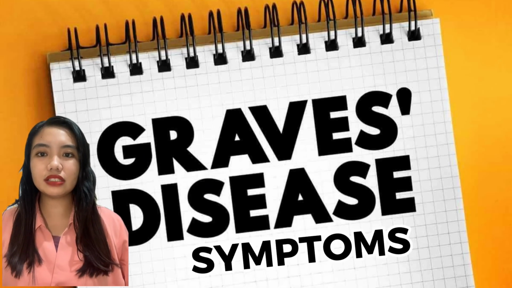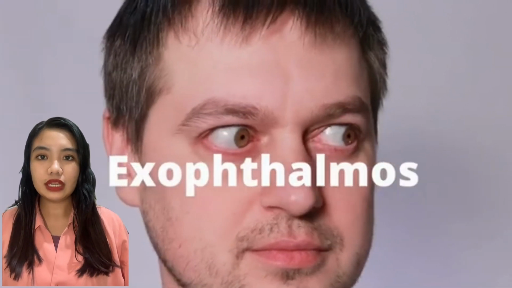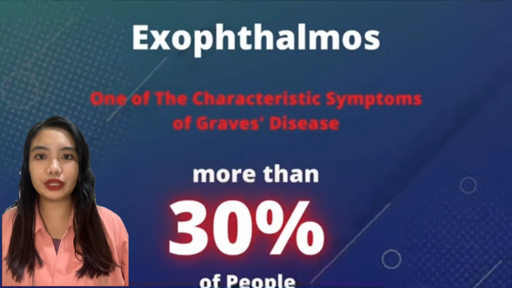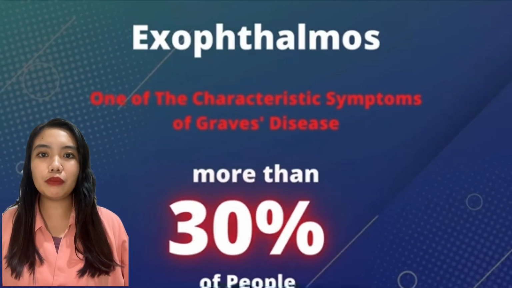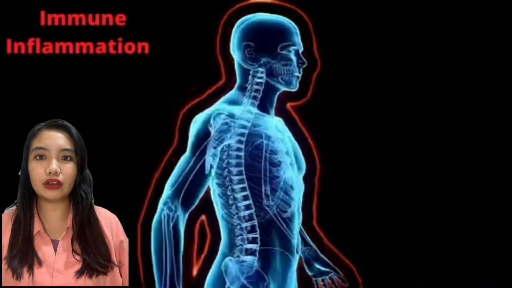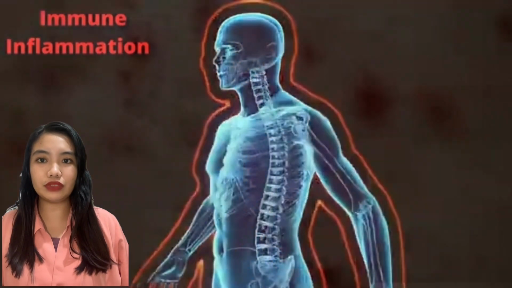Graves' disease causes many symptoms, including number 1, exophthalmos. This symptom is one of the characteristic symptoms of Graves' disease, which appears in more than 30%, and this problem occurs due to the effect of immune inflammation in the body on the tissues and muscles of the eye.